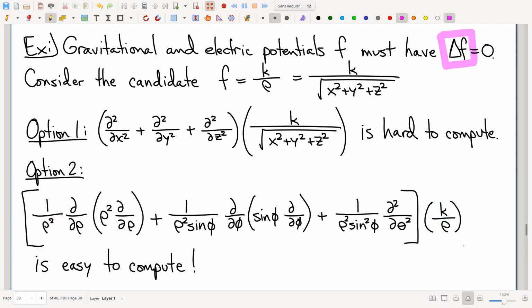Okay, step one. Let's apply this partial to that function. Oh, there's no thetas in here. That's 0. This whole thing is gone.